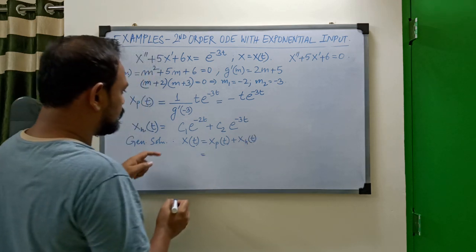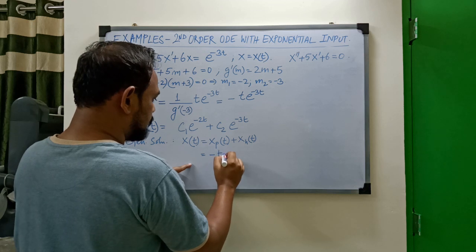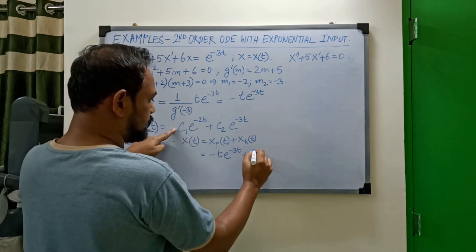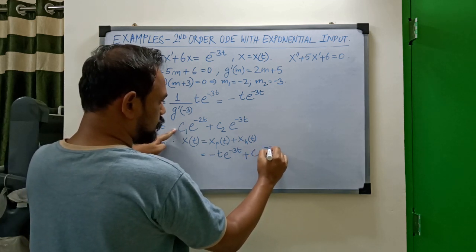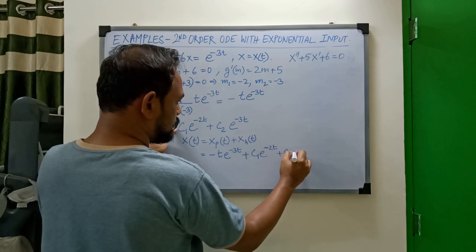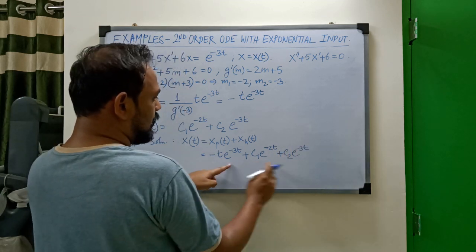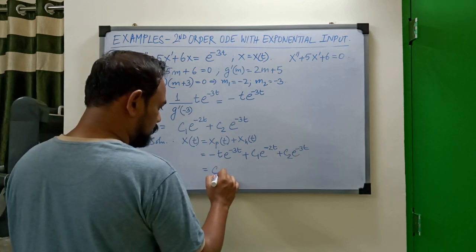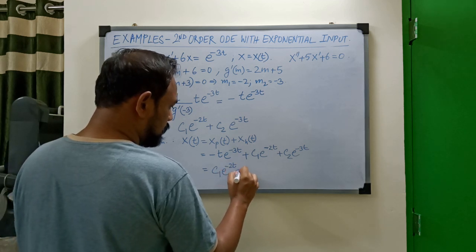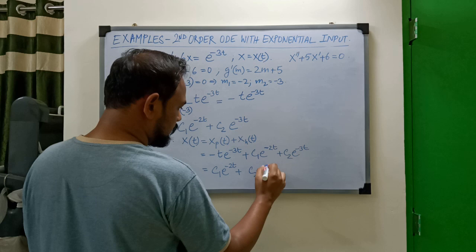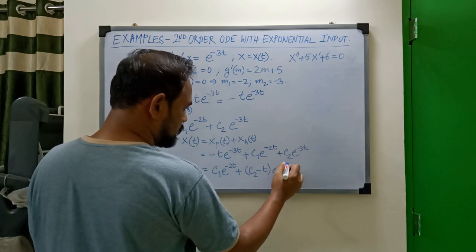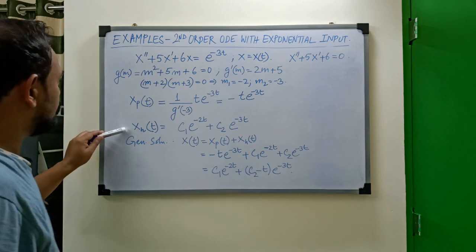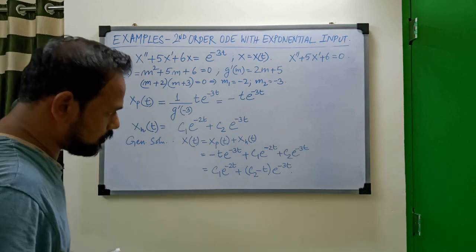Well, let's just write that down. This is minus t e to the power minus 3t plus, this is c1 e to the power minus 2t plus c2 e to the power minus 3t. You can combine these two a little bit, take out e to the power minus 3t common. So let's write this one first. So you have c1 e to the power minus 2t plus (c2 minus t) e to the power minus 3t. That's how the general solution of this differential equation looks like.